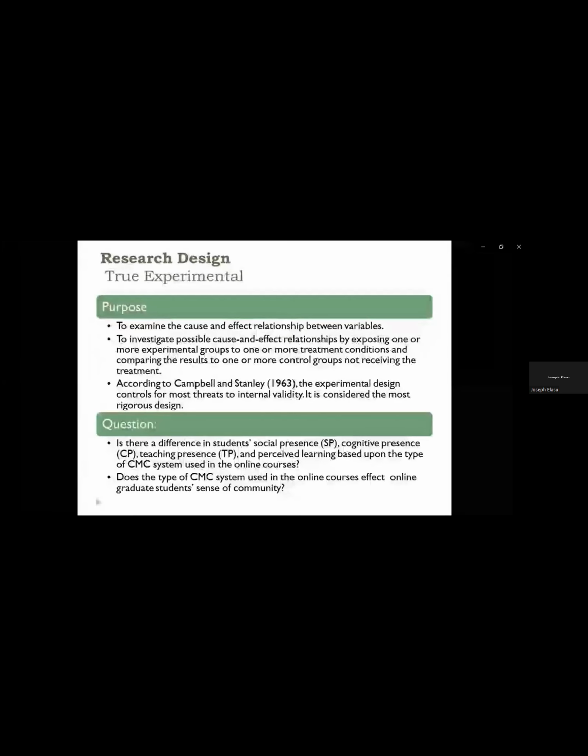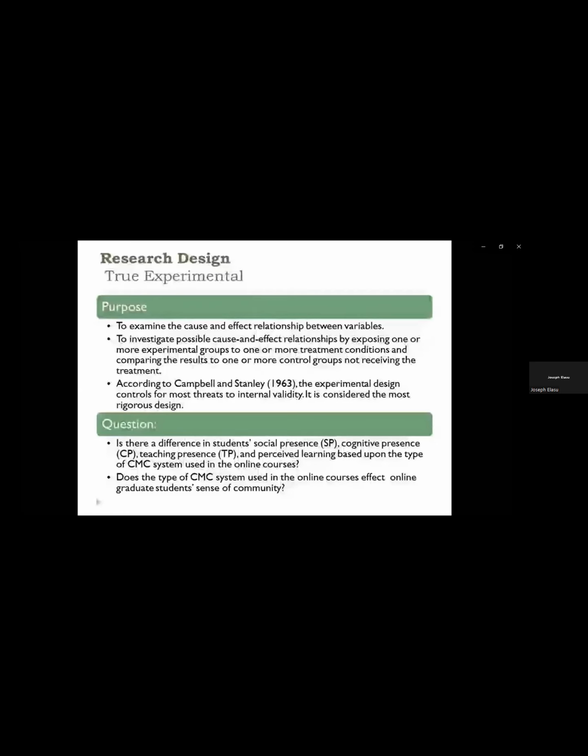The last design we're going to talk about is the true experimental design, and this design is truly the most rigorous design, and ultimately the design that you want to choose if you have the opportunity to do so. The purpose of this design is to examine the cause and effect relationship between variables. You investigate the possible cause and effect relationship by exposing one or more experimental groups to some type of treatment that you as the researcher do, and you compare those results to one or more control groups not receiving the treatment. Again, this is considered the most rigorous design.